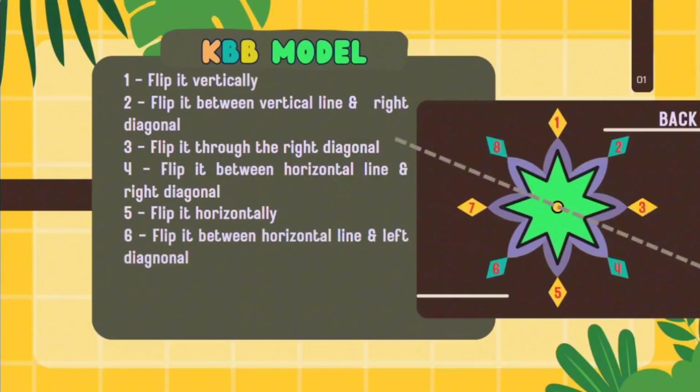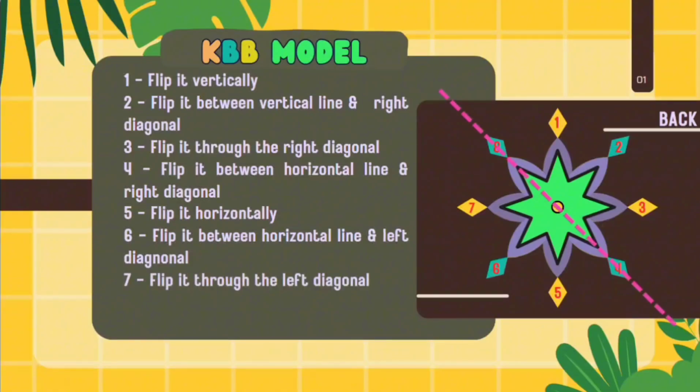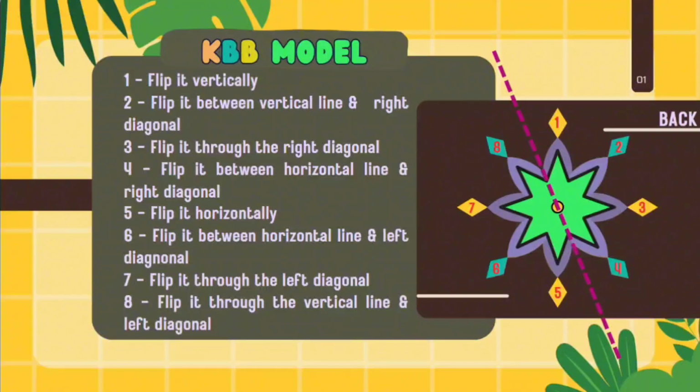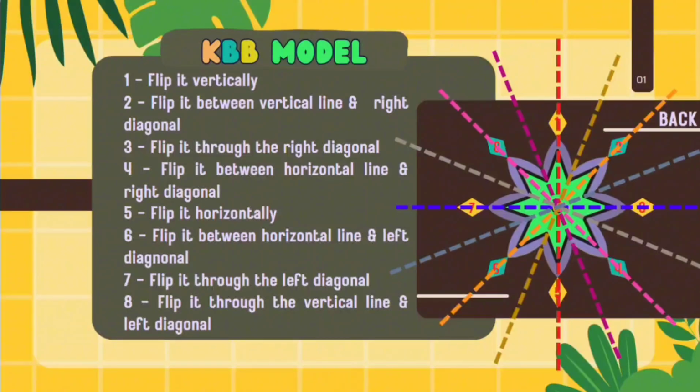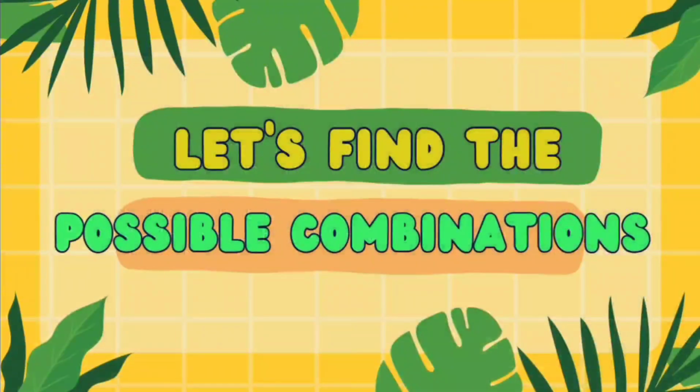Flip it between horizontal line and left diagonal. 7. Flip it through the left diagonal. And 8. Flip it through the vertical line. So these are the movements at the back of my geometric model. Now let's find the possible combinations of our table.